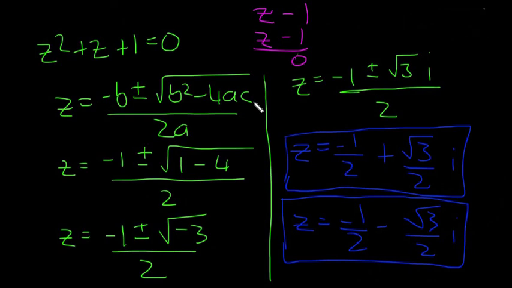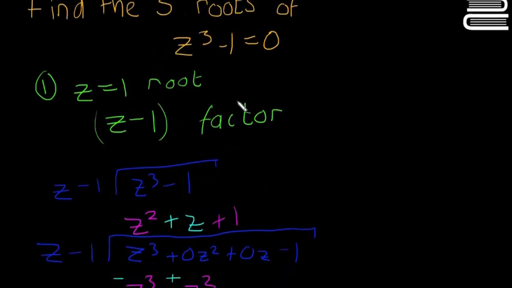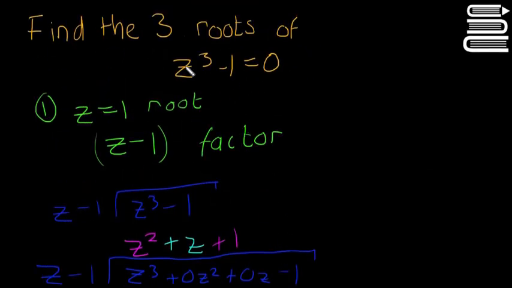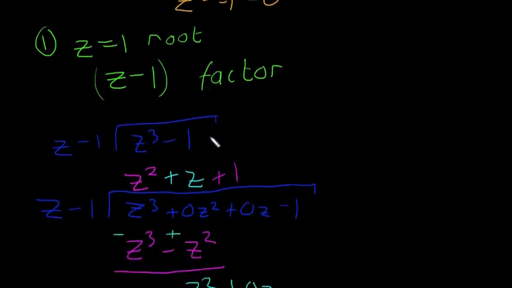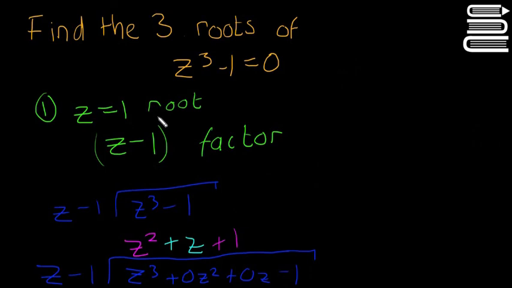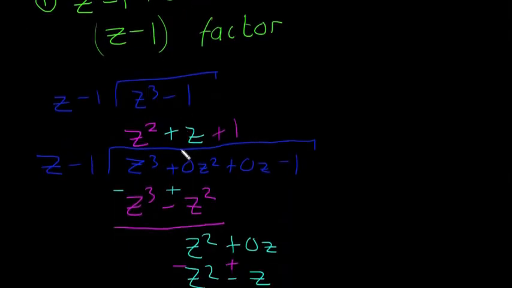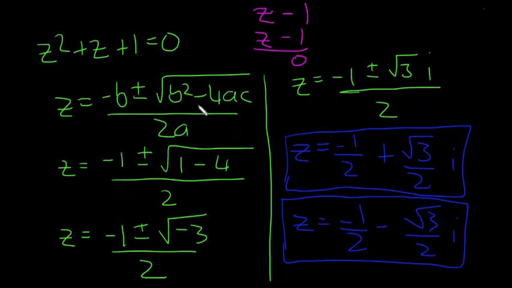Okay, so I'll go back to the start. So when I find the three roots of this polynomial here, there's going to be three roots because it's z cubed. So the first root is z is equal to 1. Then once we know that, we can find the factor, and we can use that to find the other roots, which are this one here and this one here. So it does look quite messy, but it's kind of a special case.